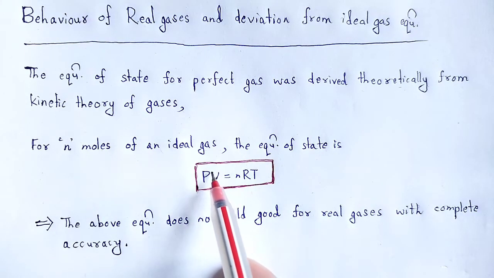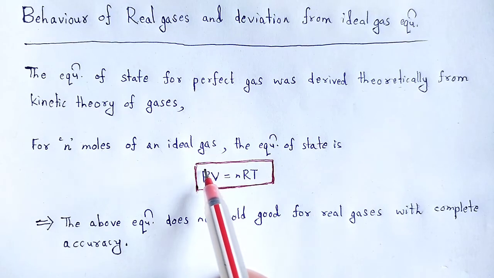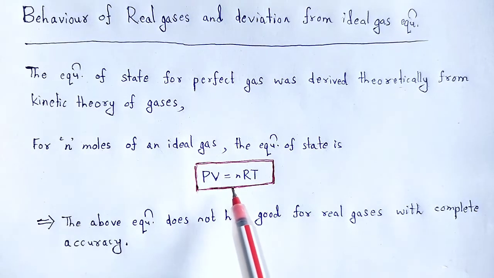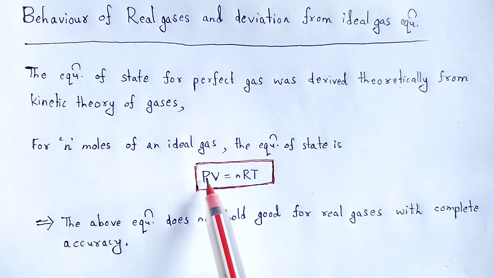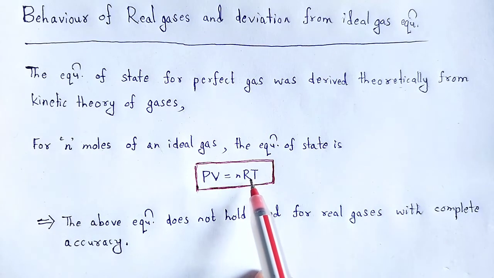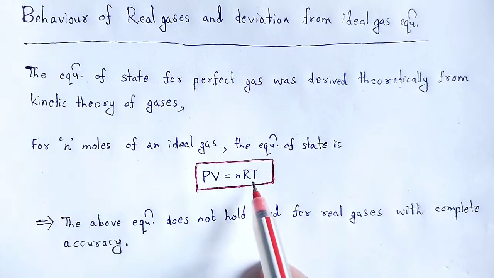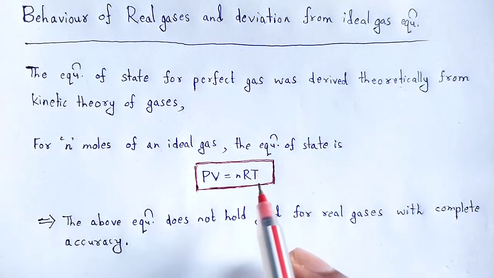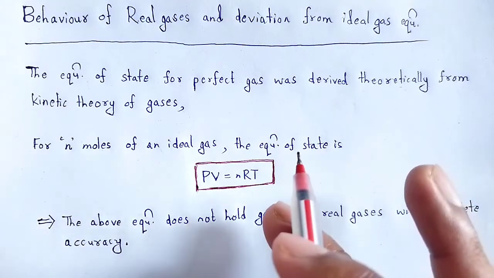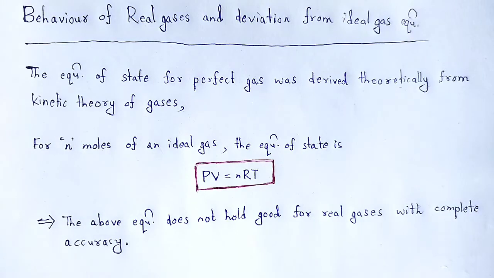Again, if the volume remains constant, as temperature approaches 0, ultimately pressure approaches 0. Also, if pressure remains constant, the volume approaches 0 when the temperature approaches 0, that is the reverse case. Since we can't have negative values for volume or pressure, the lowest possible value of temperature is 0 Kelvin. So this indicates the above equation does not hold good for real gases with complete accuracy.